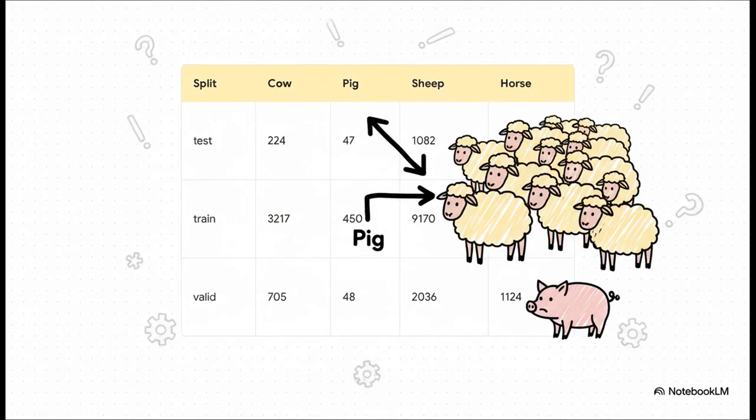That's pretty consistent across the board. And this next table, this just drives home our biggest finding. That huge imbalance we found, it wasn't a fluke. It's in every single part of the dataset. I mean, look at the training split. Over 9,000 sheep, but only 450 pigs. That bias is literally baked into the DNA of this dataset.